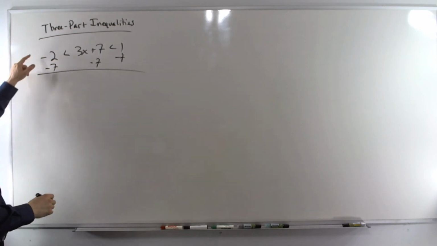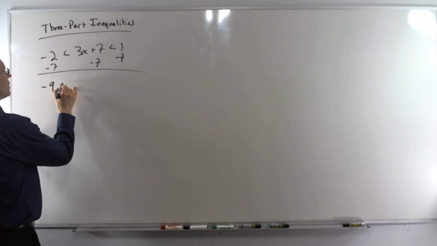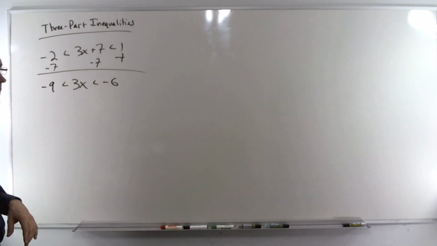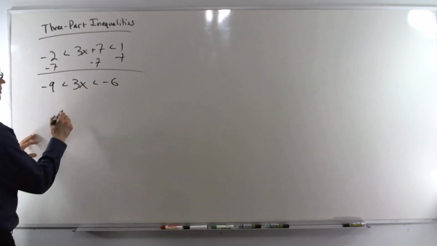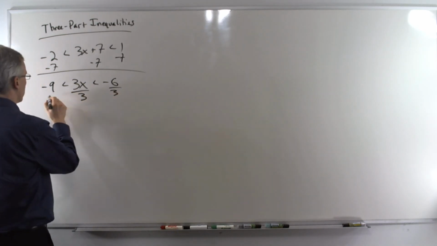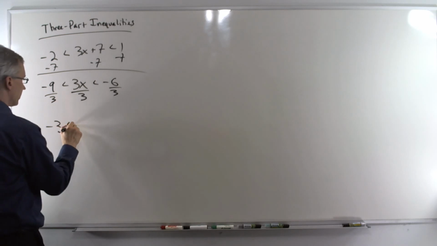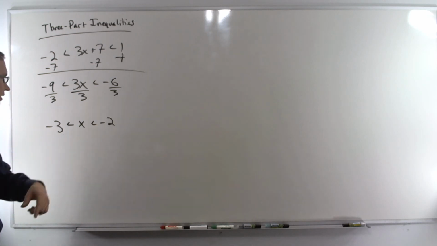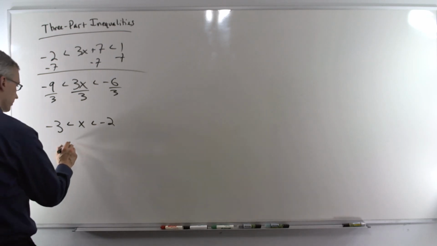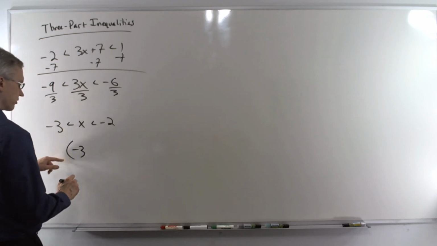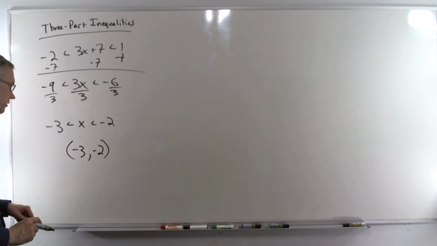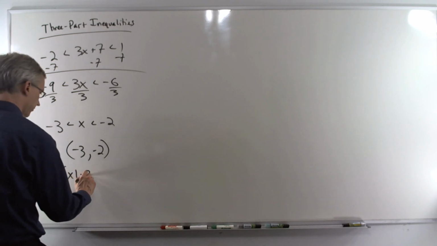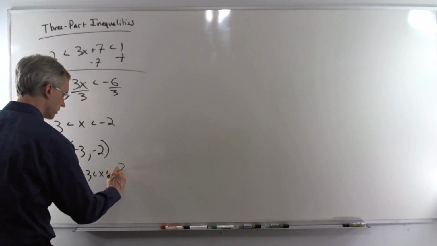So 3 operations. -2 minus 7 is -9, less than 3x, less than -6. Now I can divide by 3, all 3 spots here, and that gives us -3, less than x, less than -2. So all numbers between -3 and -2, not including the endpoints. In interval notation, since we have strictly less than, we're going to use a parenthesis. There's interval, and then set builder, x such that -3, less than x, less than -2.